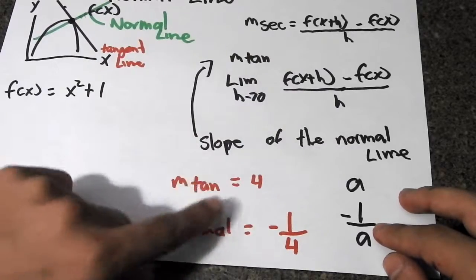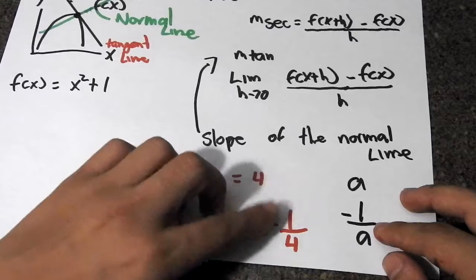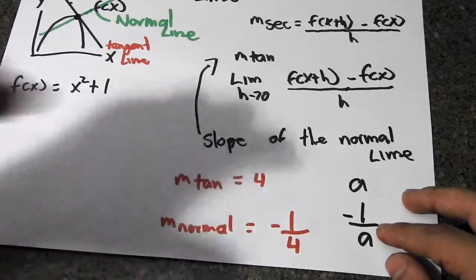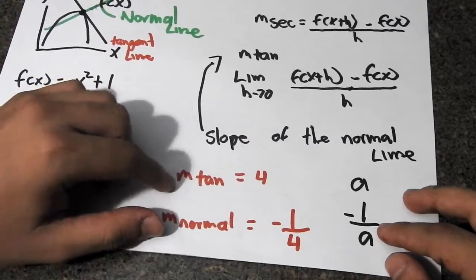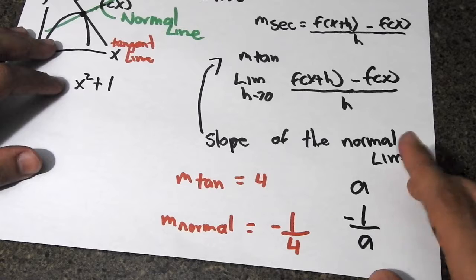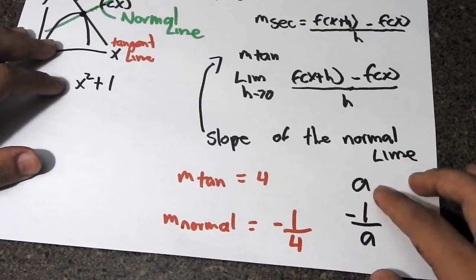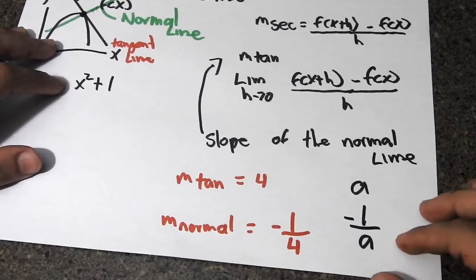Slope of the tangent line equals 4. The slope of the normal line will be -1 over 4. We're gonna take the negative reciprocal of the slope of the tangent line to get the slope of the normal line. In algebraic expression, if we have the slope of the tangent line being a, then the slope of the normal line will be -1 over a.